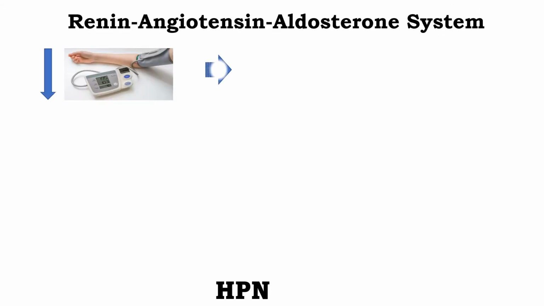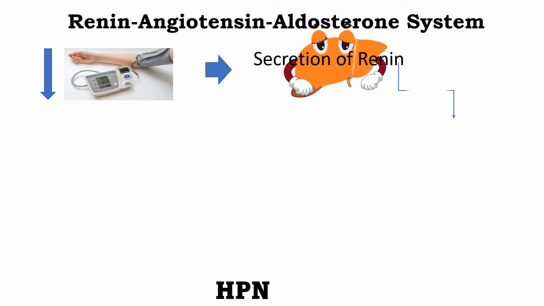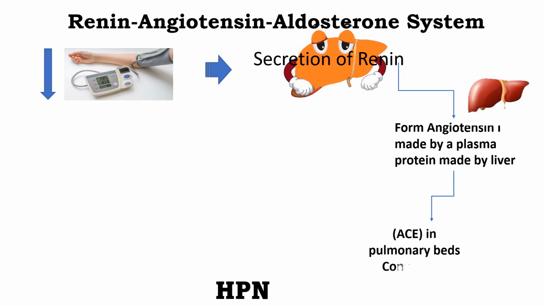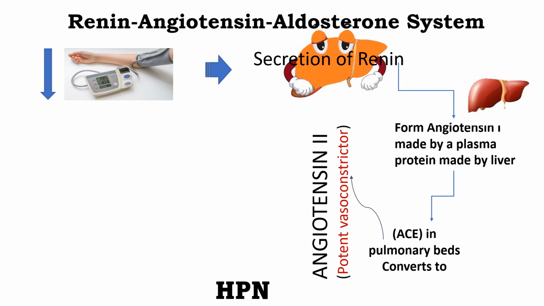Renin-Angiotensin-Aldosterone System. So, paano tumutulong yung Renin-Angiotensin-Aldosterone System in managing the pulse or the blood pressure inside the system? Pag mababa ang BP, magpo-provide ng stimulus sa liver para mag-secrete ng renin. Pag na-secrete ang renin, ang liver ay magpo-form ng angiotensin 1 made by a plasma protein. Pag na-form yung angiotensin 1, ito naman angiotensin converting enzyme in the pulmonary bed will convert this angiotensin 1 into a potent vasoconstrictor known as angiotensin 2.